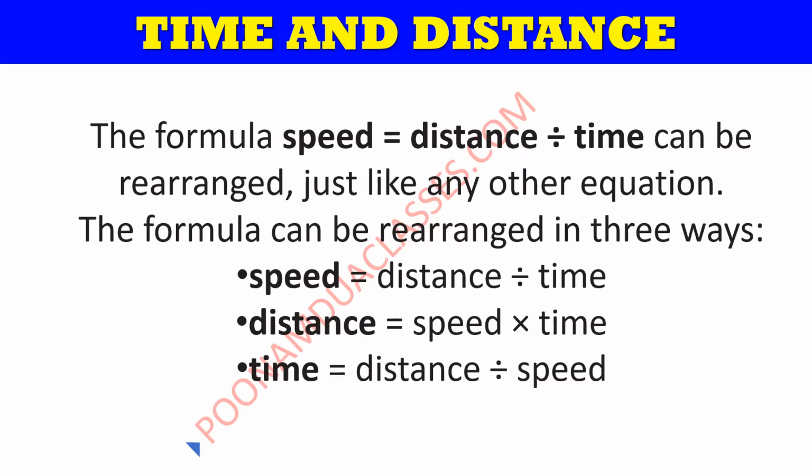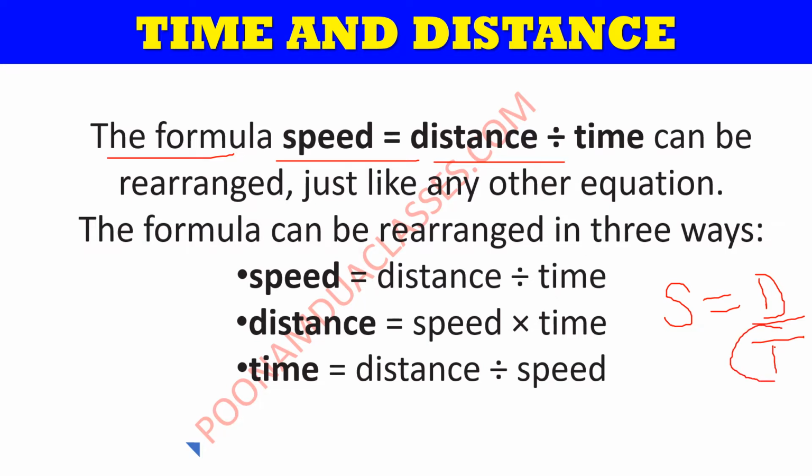The very basic formula of time and distance is of speed. Speed is equal to distance upon time. Amount of distance that you have covered divided by the time you took to complete that distance. For example, you covered 10 kilometers in 5 hours, so your speed will be 2 kilometers per hour. This is how it can be arranged.